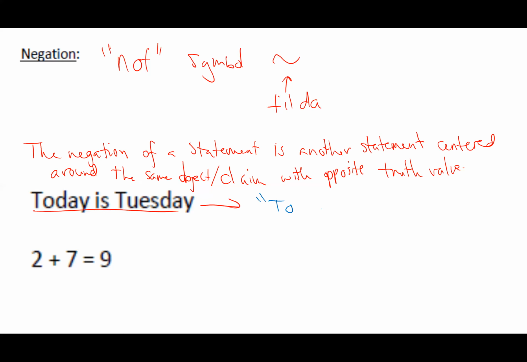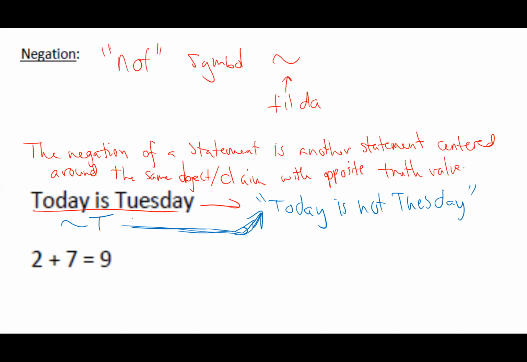Today, that's what we're talking about is not Tuesday. If you notice, I didn't say today is Wednesday or today is Thursday. The negation of today is Tuesday, we'll call this statement T, tilde T, is this guy here. Today is not Tuesday.